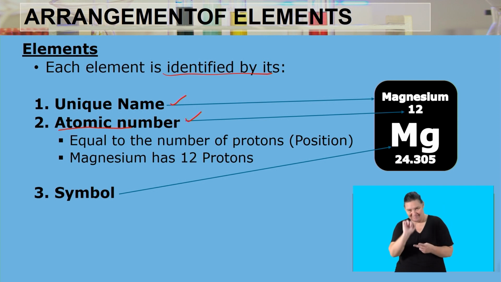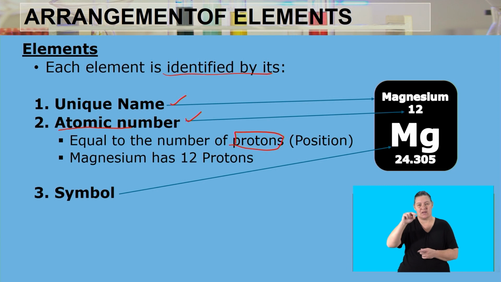Now, what are those atomic numbers? So the atomic numbers are actually equal to the number of protons. They give us the number of protons that each element has. And then as we can see from the example that we have here, we have Mg, our magnesium being our unique name, and then we have the 12, which is our atomic number.